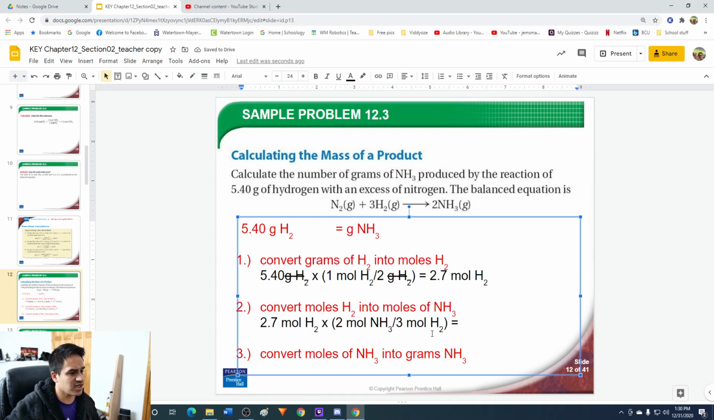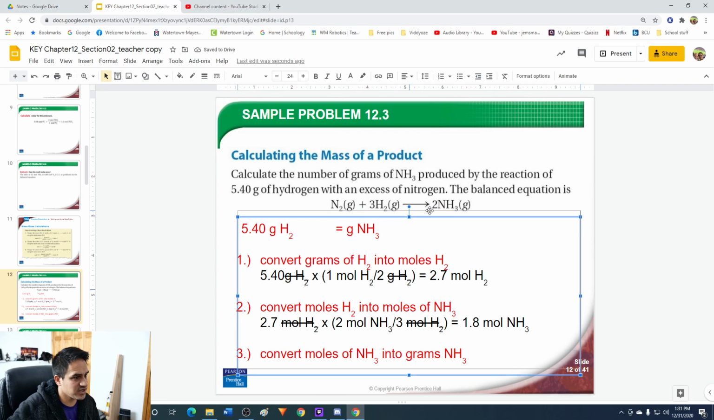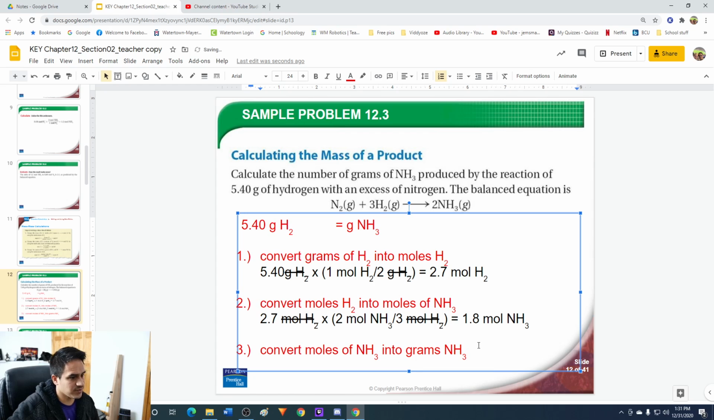Now you can see that I'm setting this up just like I did in step 1, with my conversion factor now being the coefficients from the reaction right here. And I'm also making sure that I set up my units properly so that I cancel out moles of H2 and I'm left in moles of NH3. Okay, so we're still using our dimensional analysis skills. So we're going to take 2.7 times 2 divided by 3, and we will get 1.8 moles of NH3 now. Okay, so we have 1.8 moles of NH3 after that step.